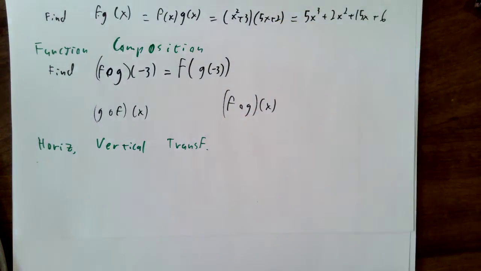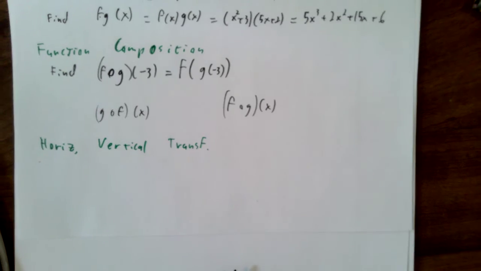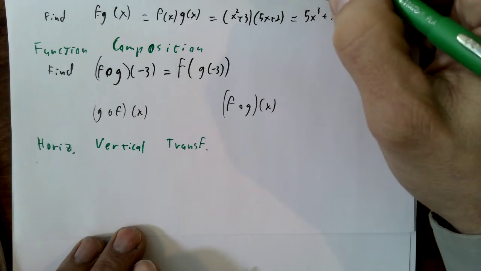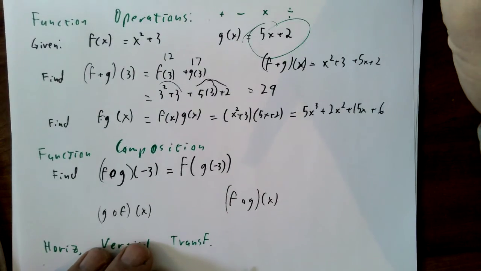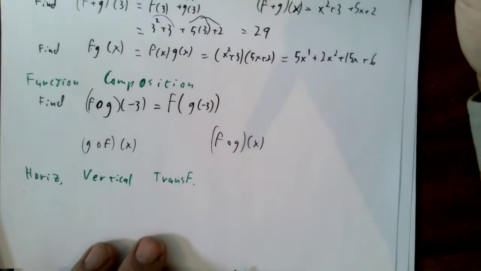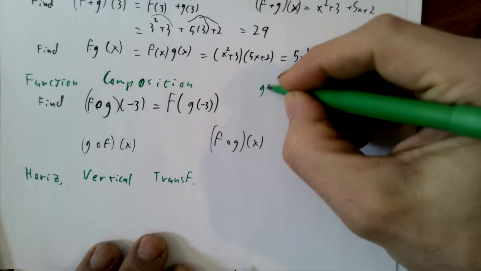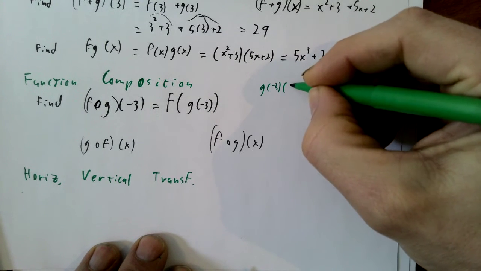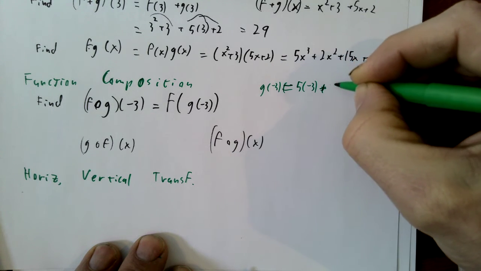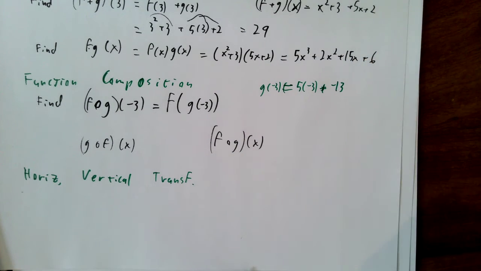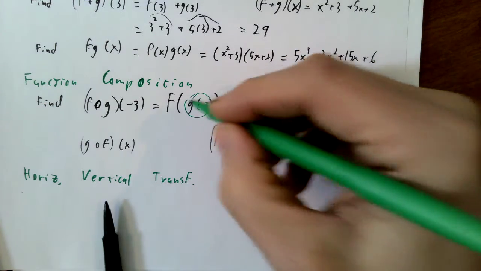So let's do g of negative 3. Well, using this function, g of x was 5x plus 2. So g of negative 3 is equal to 5 times negative 3 plus 2. So that comes out to negative 13. So this is negative 13.